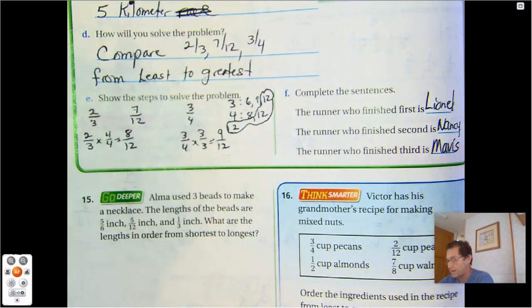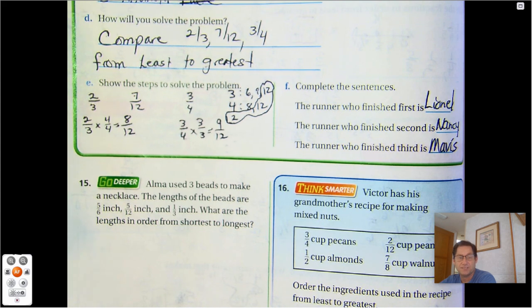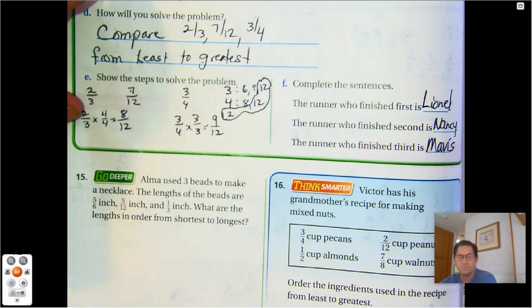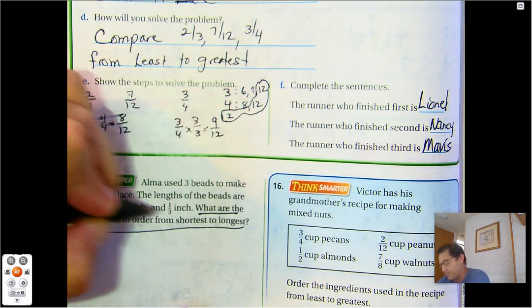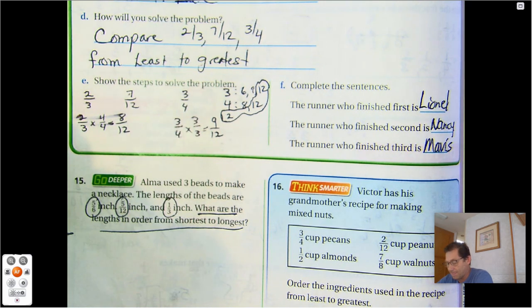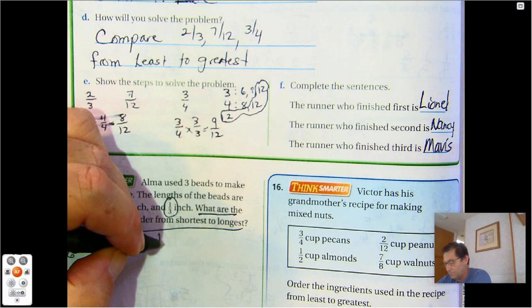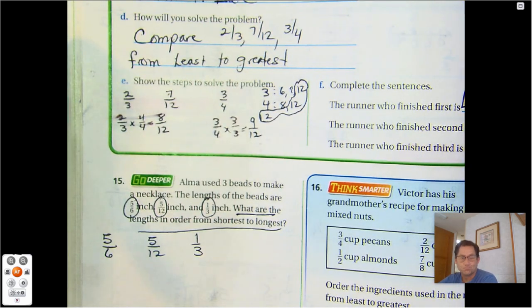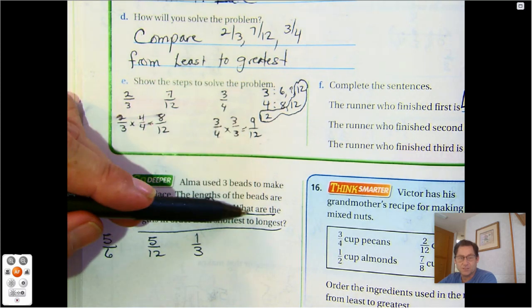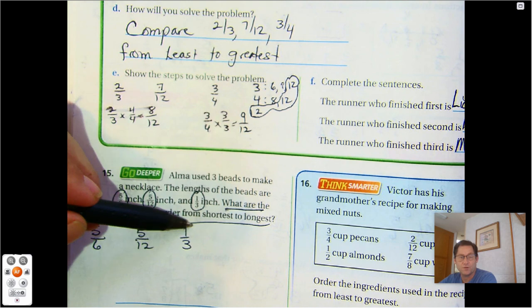Alma used 3 beads to make a necklace. The lengths of the beads are 5/6 inch, 5/12 inch, and 1/3 inch. What are the lengths in order from shortest to longest? So we're comparing 5/6, 5/12, 1/3. Well, 2 of these are smaller than 1/2. 5/12 is less than a half. 1/3 is less than a half. So the longest has to be 5/6.